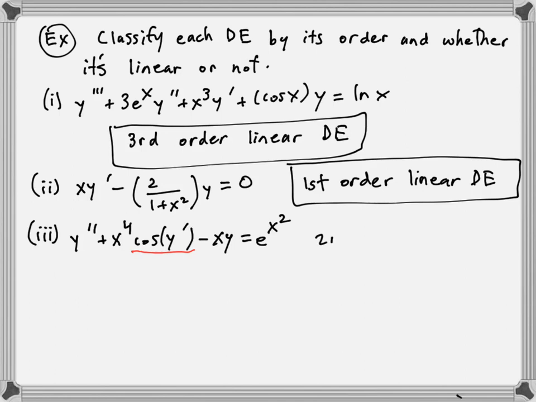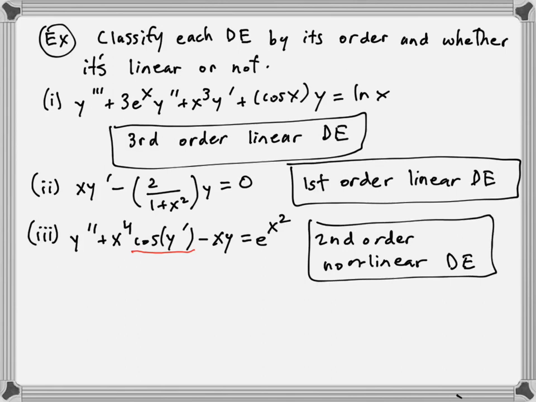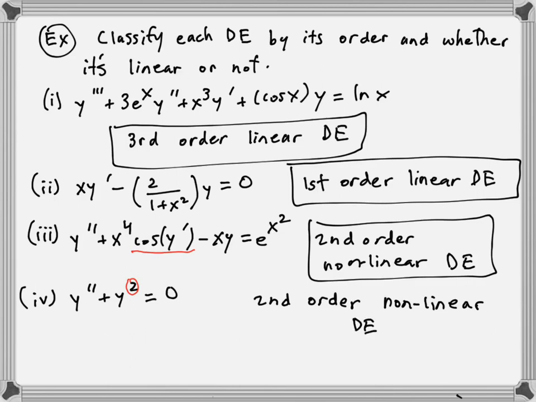So this is also second order because we have the second derivative. So it would be second order nonlinear differential equation. Let's do another one. How about this? y double prime plus y squared is equal to 0. It's definitely second order, right? Is it linear? No. We have a y squared. So it is nonlinear differential equation.